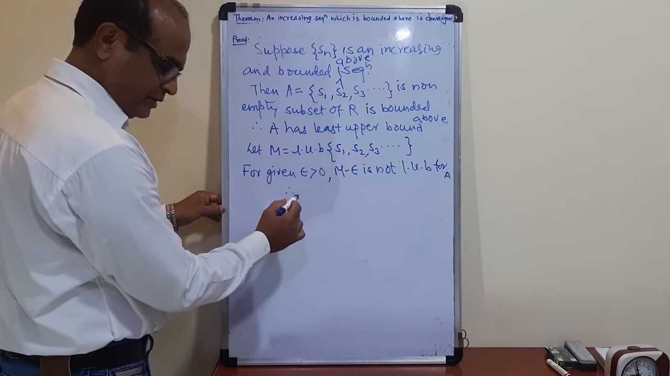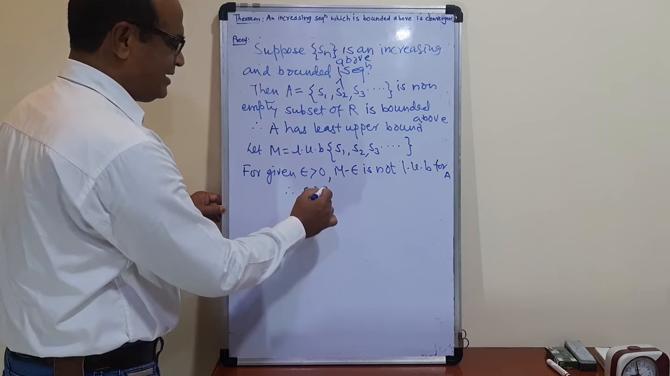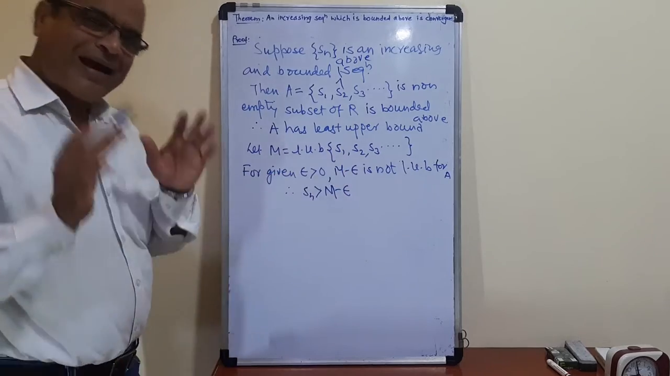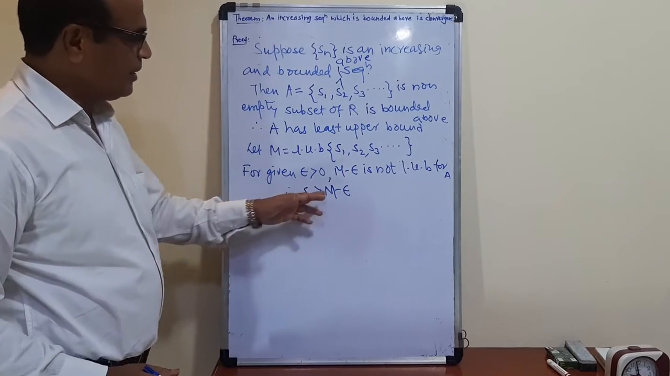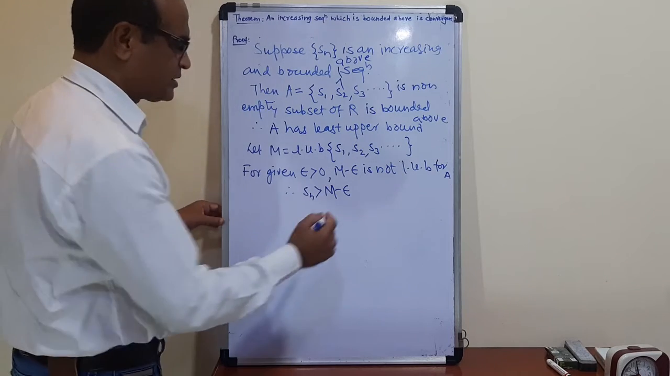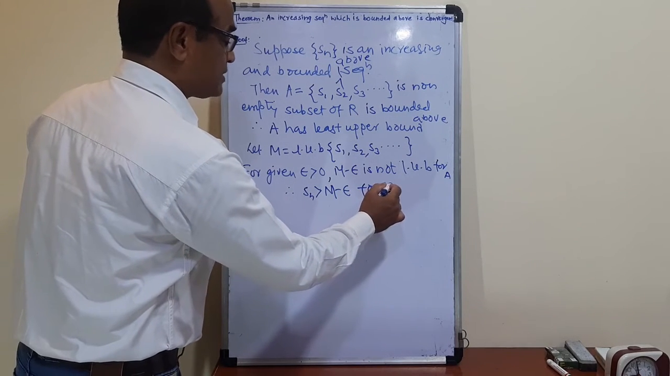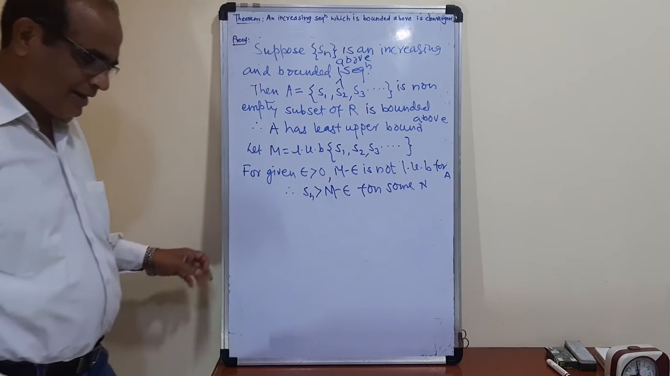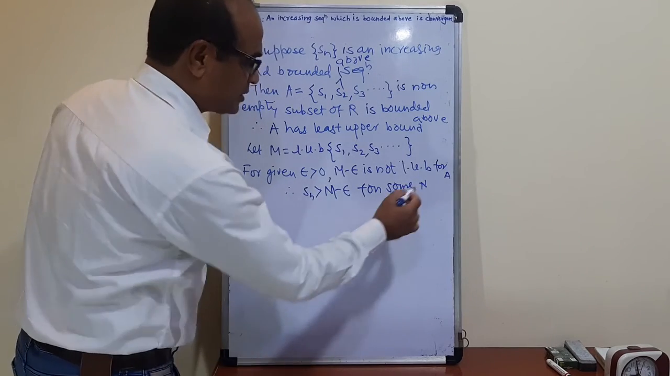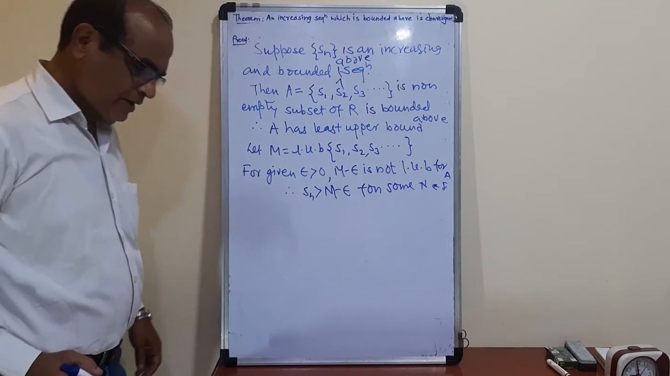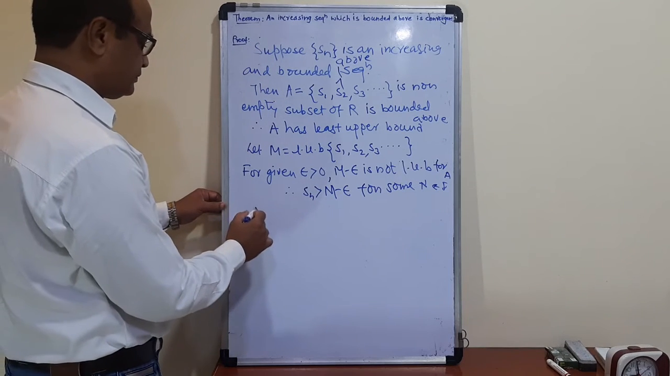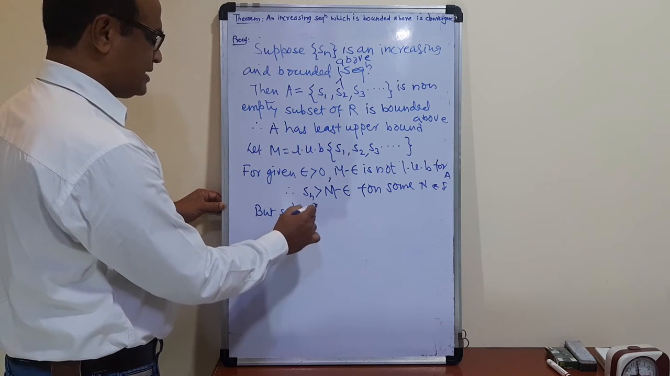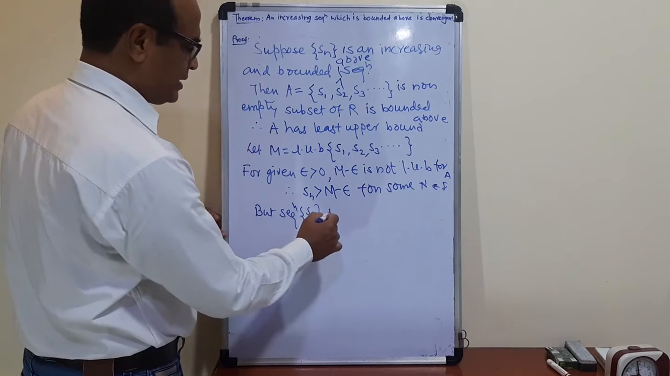Therefore, Sn is greater than m minus epsilon. Now since this is no longer an upper bound, some elements may be greater than it, for some n. Okay, for some n, just a minute, it belongs to I here. It belongs to I. But the sequence Sn is an increasing sequence.